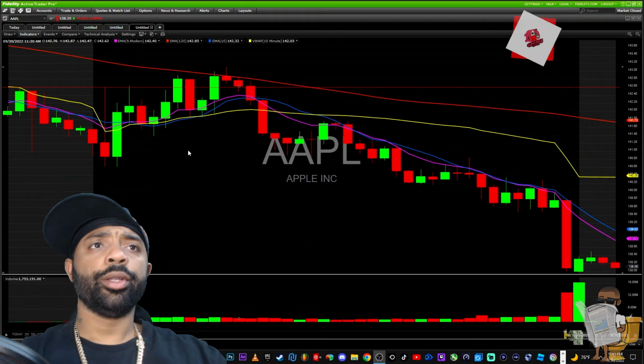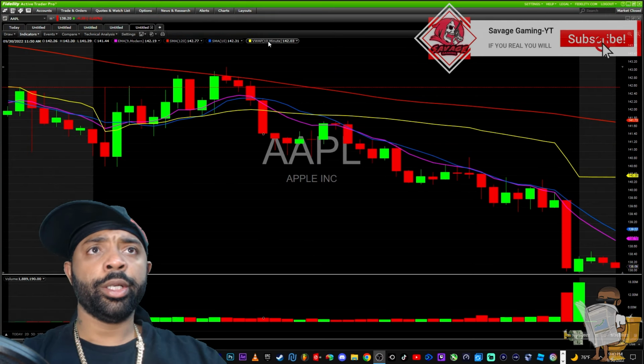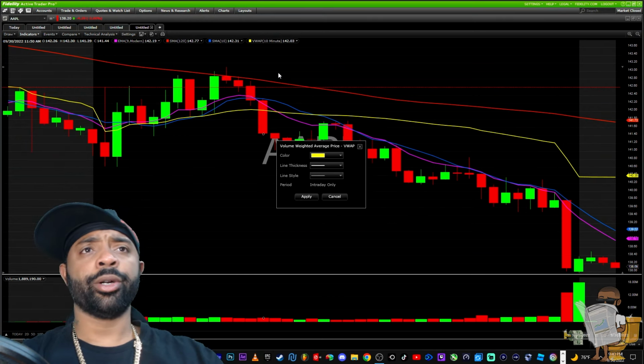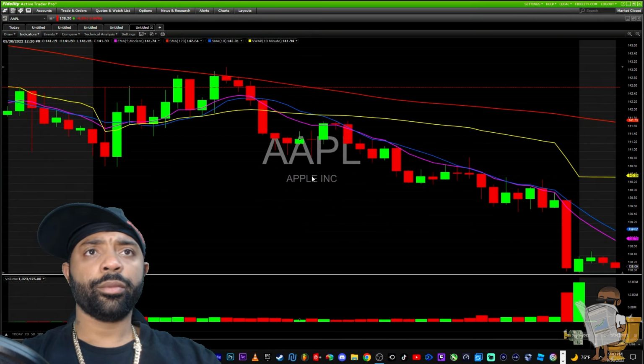Now, as far as VWAP, if you're going to use the VWAP, and especially if you're a beginner or just starting out and you're charting, I would definitely use the VWAP, and you want to leave VWAP on its default setting.